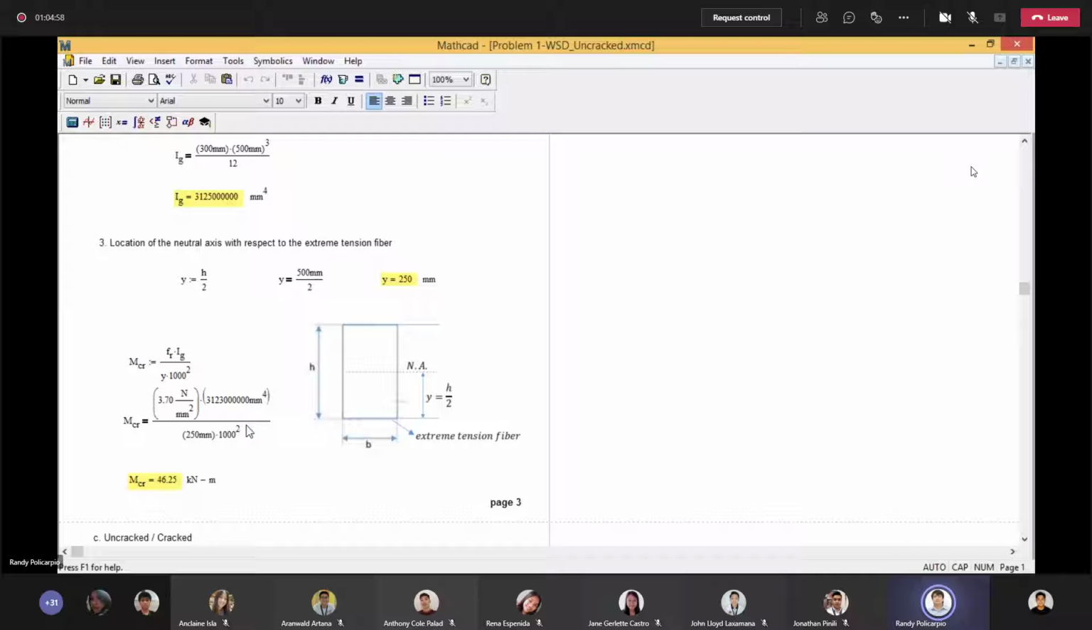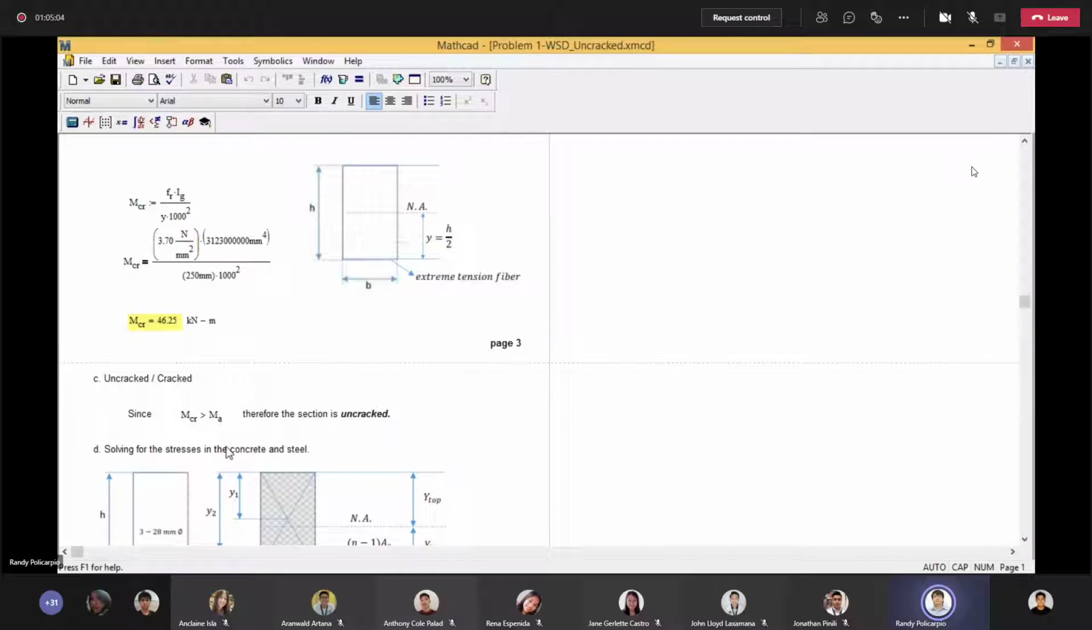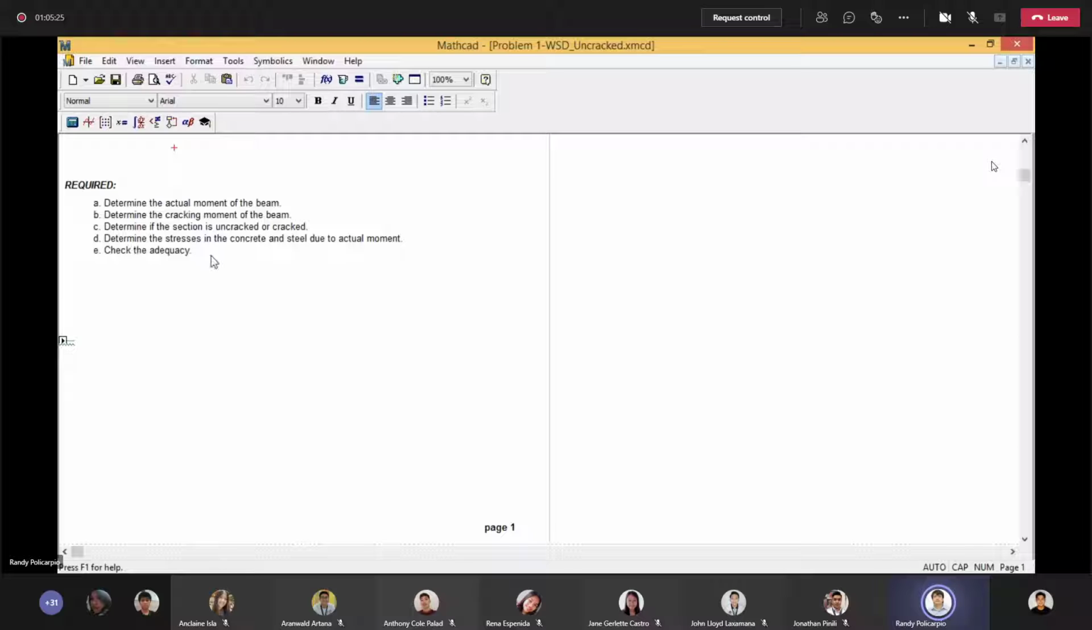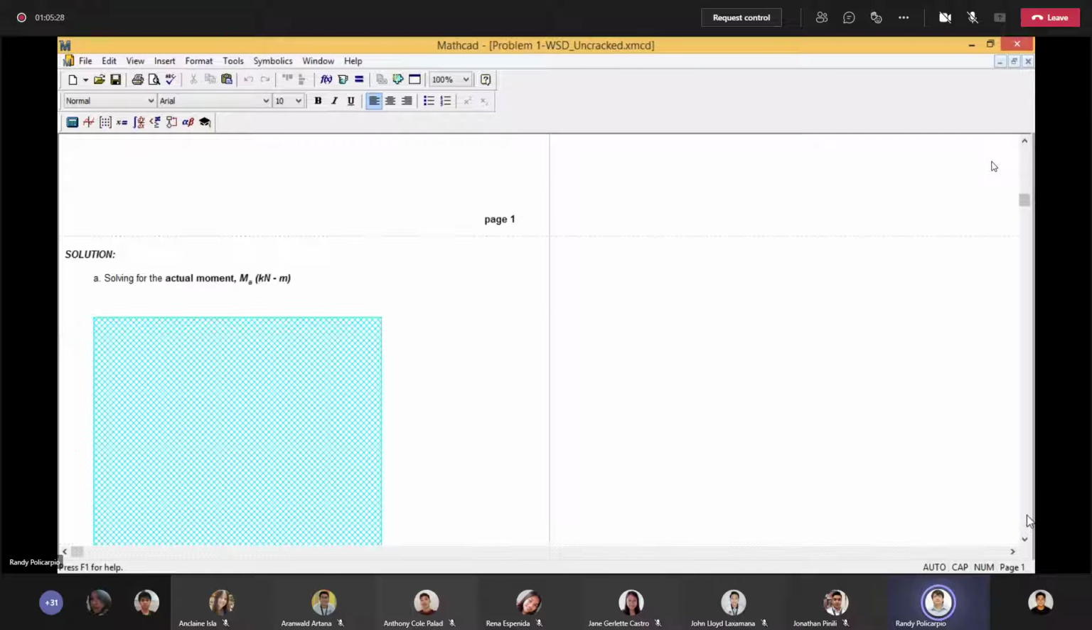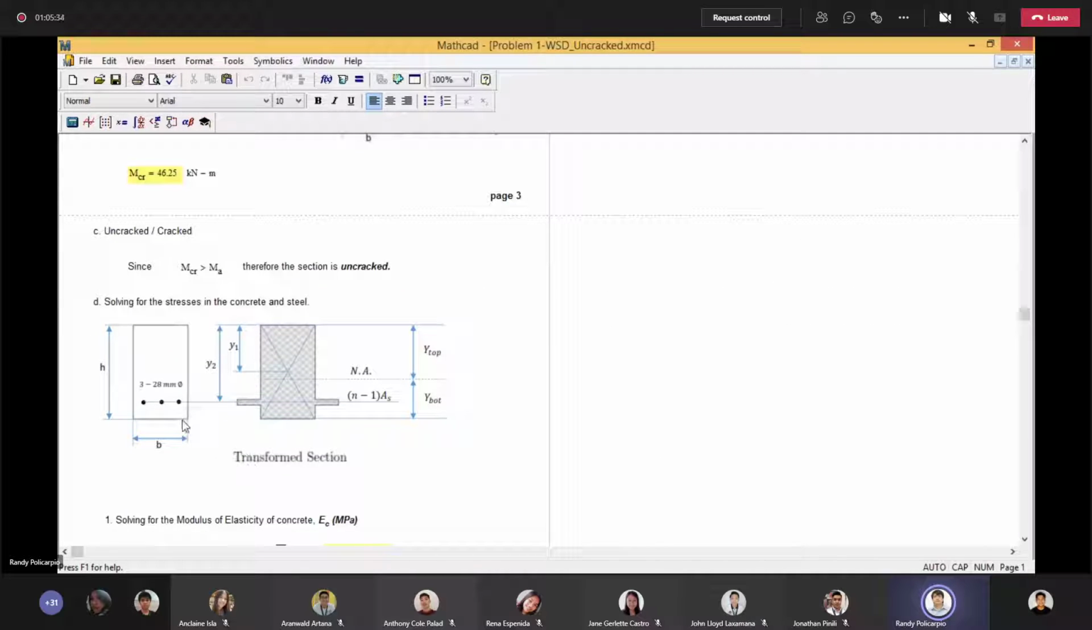Now, making use of the computed Ma and this computed Mcr, we are able to identify if our section is cracked or uncracked. So since Mcr is greater than Ma, therefore our section is uncracked. Okay, so yun yung pangatlong requirement. Then for the fourth requirement, we're going to solve for the stresses. For the stresses, we're going to consider the transformed section of our beam. So kapag uncracked, ito yung magiging transformed section natin.